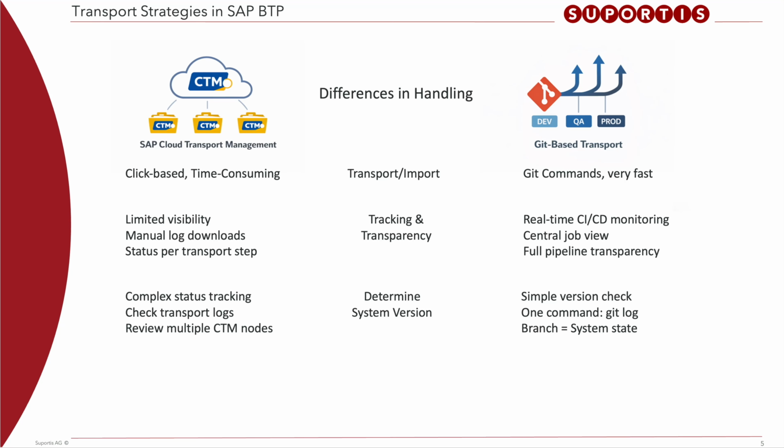On the right side with Git-based transport, it's much simpler. The branch represents the system state. With a single command, git log, we can see exactly which version is deployed. The system state is transparent and directly traceable in Git.